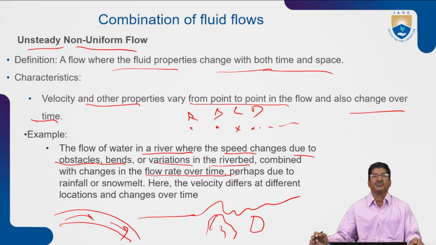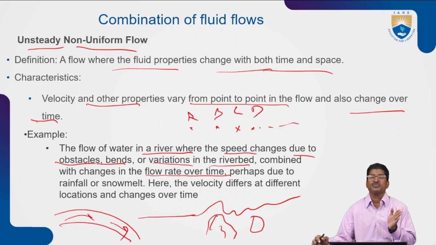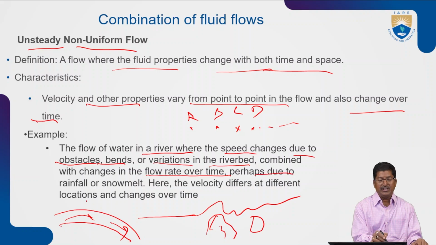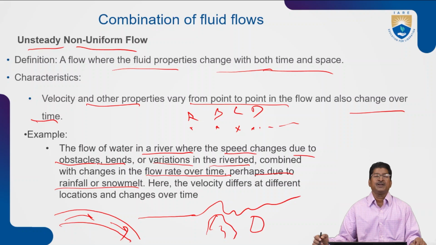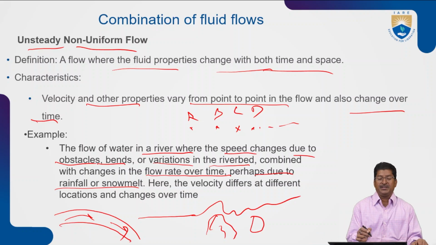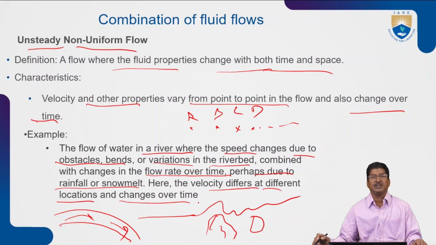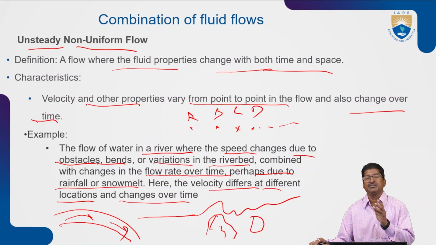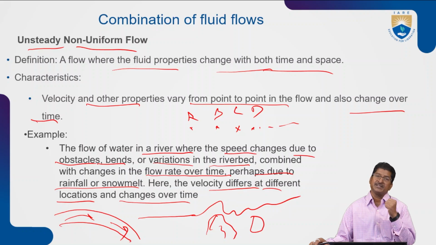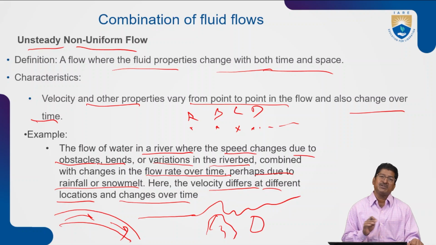So here, flow rate over time. That means with respect to time velocity changes, and with respect to space velocity changes, perhaps due to rainfall or snow melt. Because of the rainfall or snow melt, these velocities are different at different timings and different points. Here the velocity differs at different locations and changes over time. At location A, B, C, D, E, velocity is not constant. After 10 minutes, after 20 minutes, at different timings also velocity changes. So that is unsteady non-uniform flow.